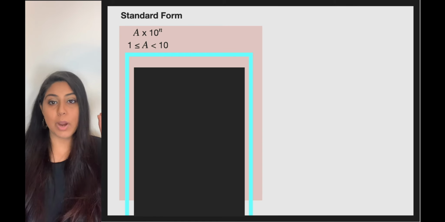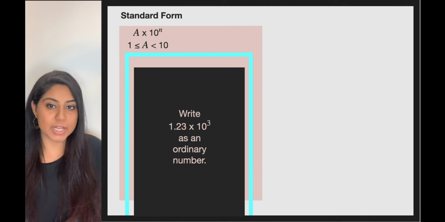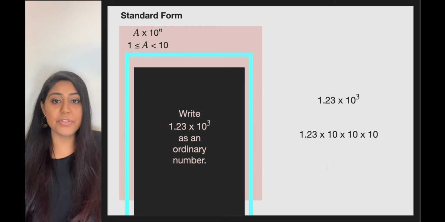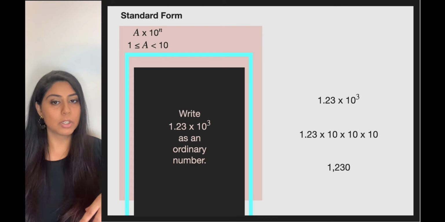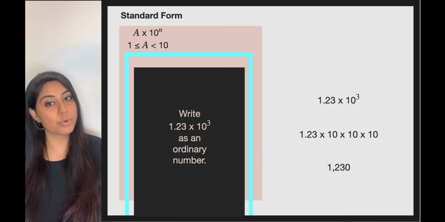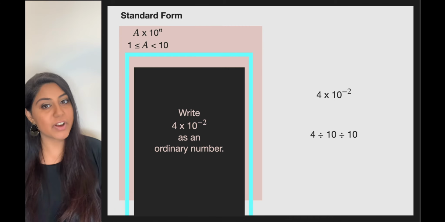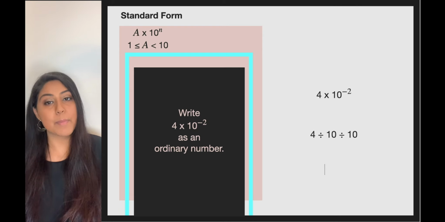For example, write 1.23 times 10 cubed as an ordinary number. Now, 1.23 times 10 cubed is the same as 1.23 times 10 times 10 times 10, which is 1,230. So all I've done is move my decimal point 3 places along. Or write 4 times 10 to the minus 2 as an ordinary number. In this case, because we've got negative indices, instead of multiply, it means divide. So this is the same as 4 divided by 10 divided by 10, which is the same as 0.04.